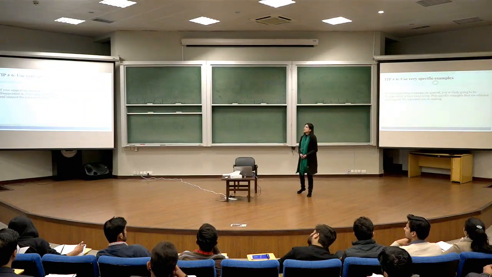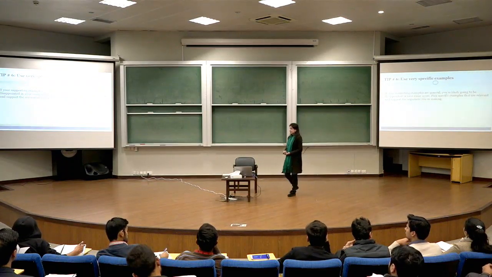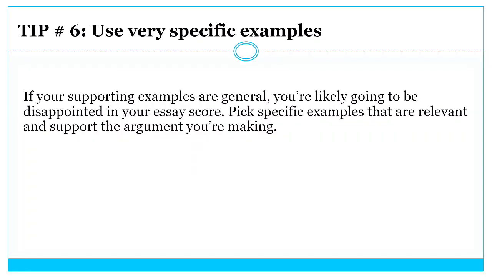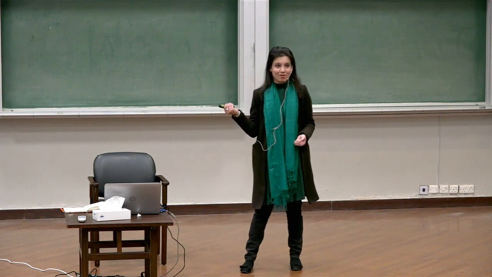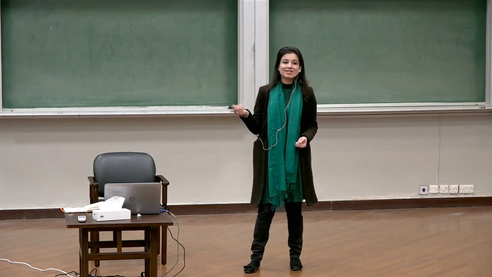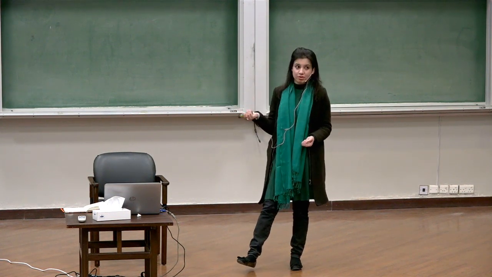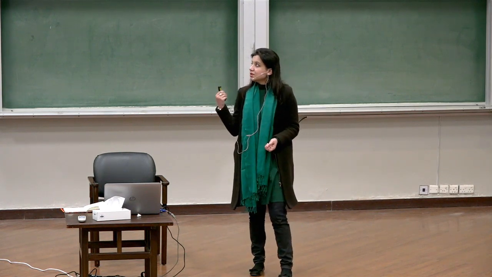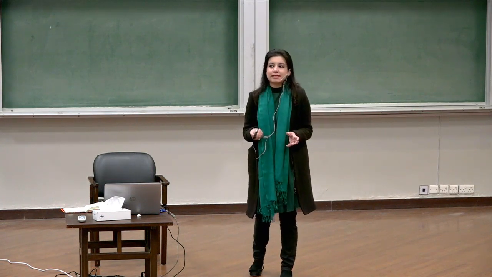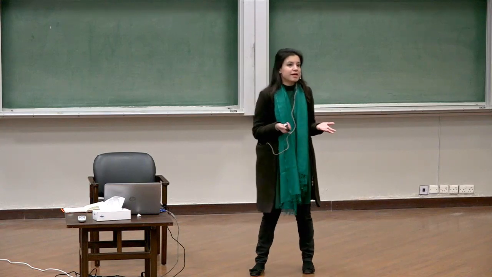Tip number 6. Use very specific examples. If your supporting examples are general, you're likely going to be disappointed in your essay score. Pick specific examples that are relevant and support the argument you're making. Abhi hum jab essay prompt ek padhenge, and then we are going to look at an example essay for that, you will understand that using general examples is not a very good option. Rather, they should be a little bit specific, for which we obviously have to use our mind a little.